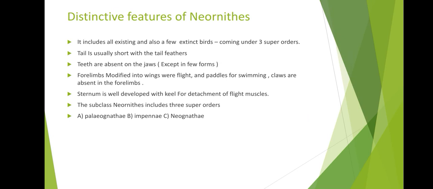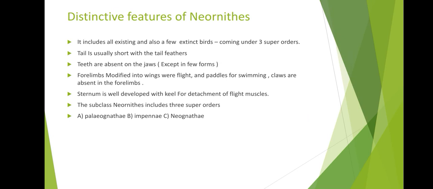Neornithes. It includes all existing birds and also a few extinct birds, coming under three superorders. The tail is usually short with tail feathers. Teeth are absent on both jaws. These are the modern birds, Neornithes, and they don't have teeth on the jaws.